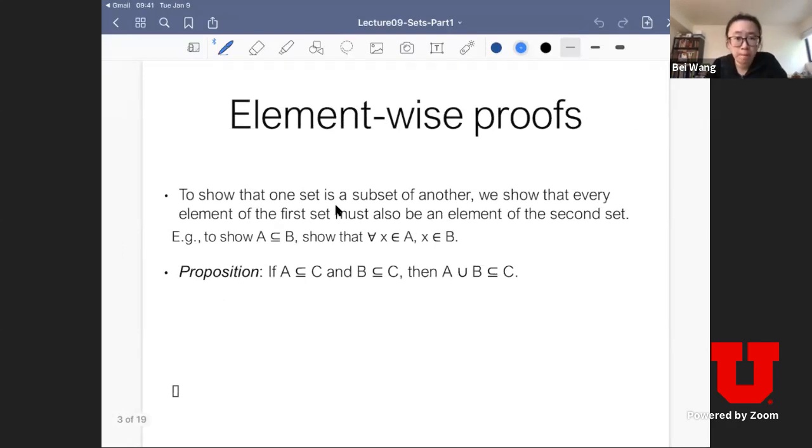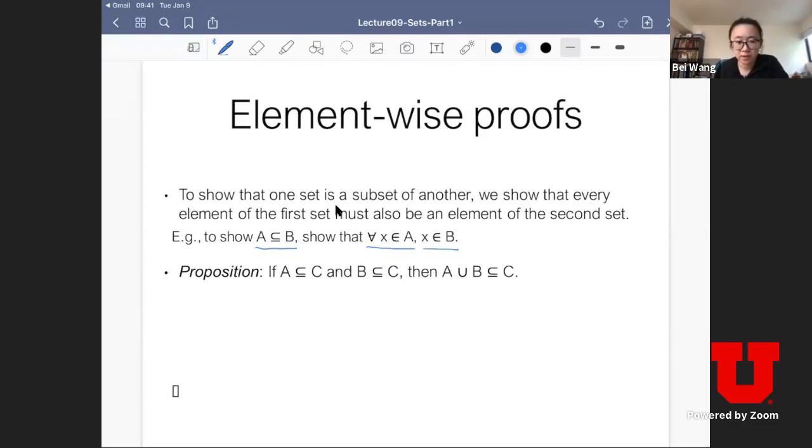All right, so the first thing we're going to look at for any proof involving sets is element-wise proof. Essentially, if I want to show one set is a subset of another, we want to show that every element from the first set must be an element of the second set. For example, if I want to show the set A is a subset of the set B, then we want to say for all elements X in A, we want to show it is in B.